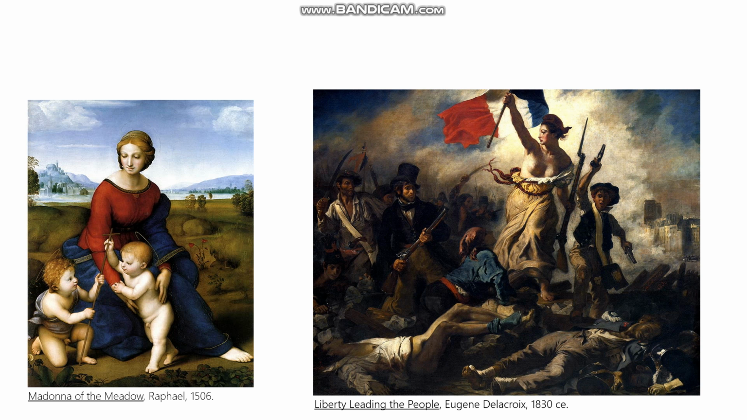Welcome back. When we last left off, we were talking about a comparison of these two paintings, Madonna of the Meadow by Raphael and Liberty Leading the People by Delacroix. And so we had talked about color and some of the color organization ideas, although there's more I want to say about the color organization of the Raphael.